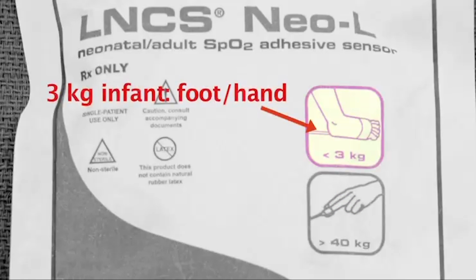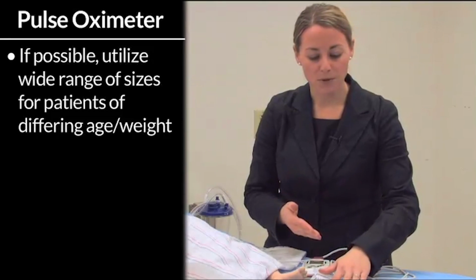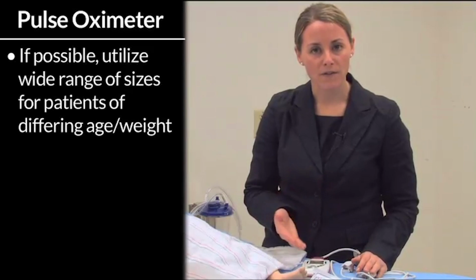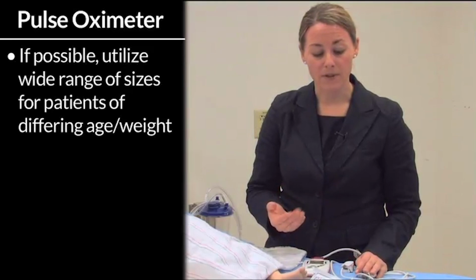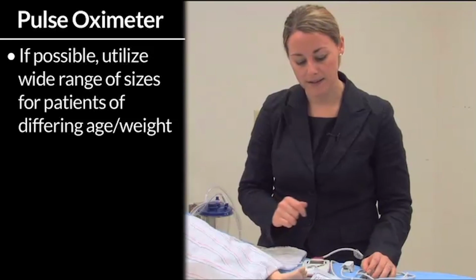On the 3 kilogram infant, it's recommended to put on the foot or the hand, and on a 40 kilogram adult, it's meant to fit on the finger. That being said, you can often find ways to get these devices to fit on patients that are outside of this range, but if you have the capabilities for having different disposable and reusable oxygen probes, you're going to have the capabilities to use these on a larger range of patient ages and weights.